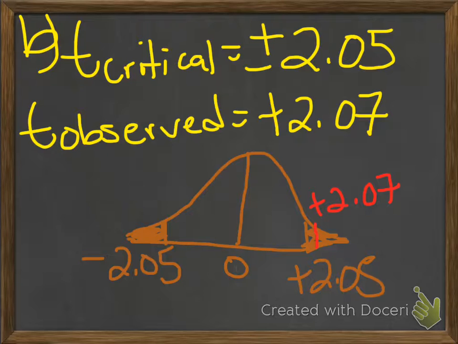So we reject the null hypothesis. So the answer for this question is there's a significant difference between the 2 treatment conditions because the t-observed is greater than the critical value.